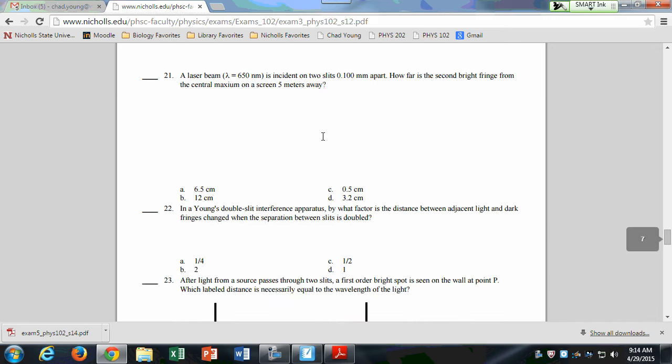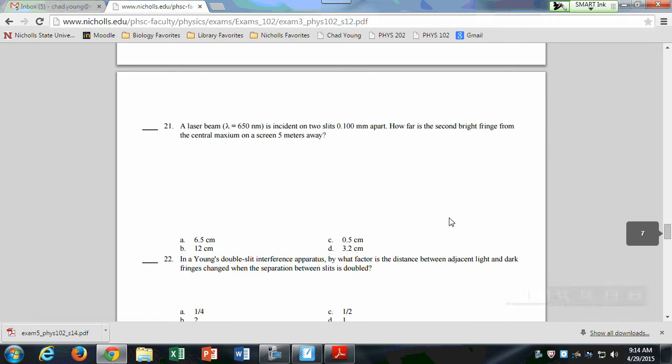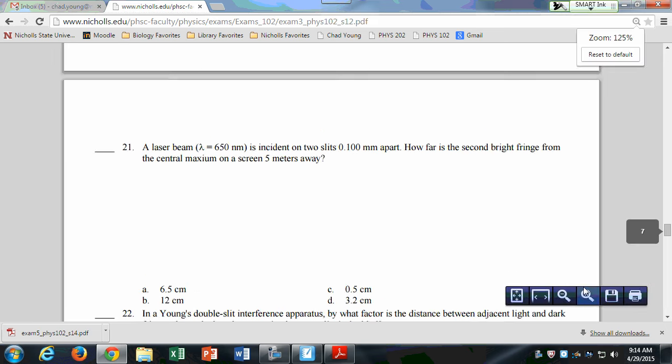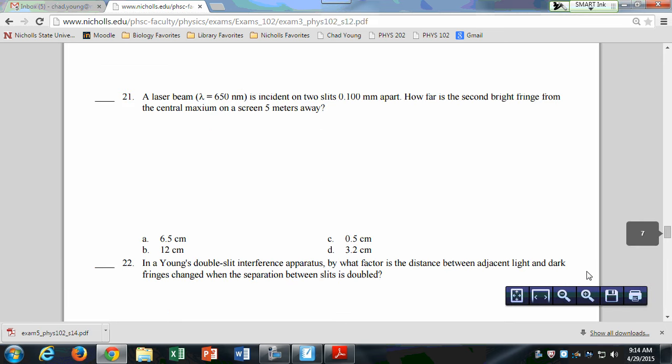Okay, so here's a good basic, and you'll have probably a couple of these. A good basic double slit, single slit. This one happens to be double slit, but you'll have a couple of these, either with double slit, single slit, or diffraction gratings, or all three maybe. But I have a laser beam that's incident on 2 slits that are 0.1 millimeters apart. How far is the second bright fringe?